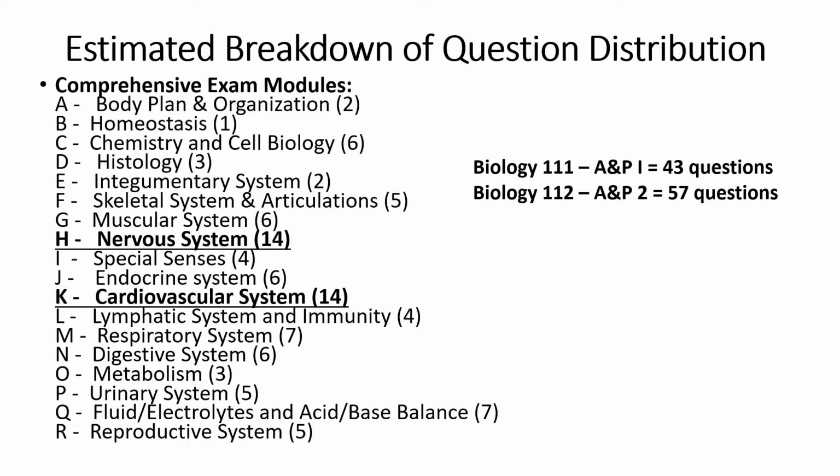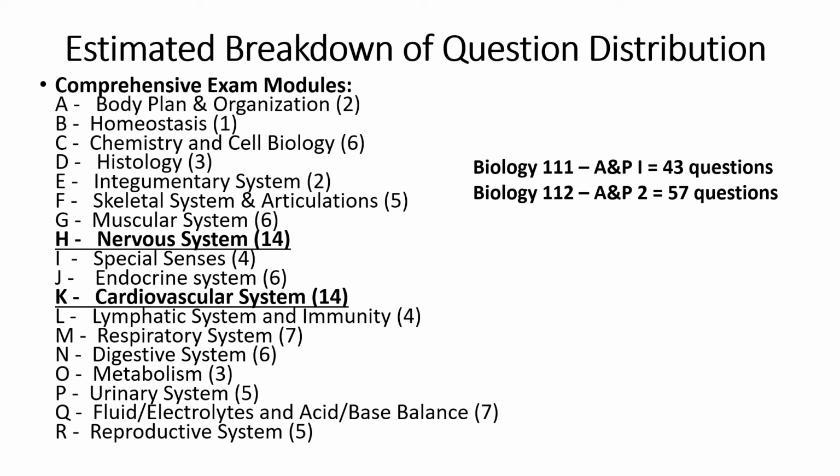And then the final thing to help you is here is an estimated breakdown of question distribution. So I aligned my HAPS reviews to meet up with these exam modules. So you'll see I had body plan and organization, which corresponds with chapter 1 for the current textbook at the Christ College. And then homeostasis, and then chemistry and cell biology. That was 2 different ones.